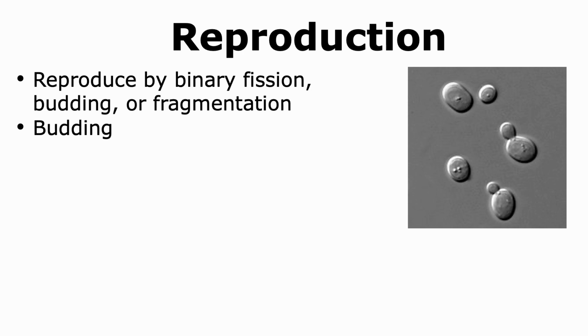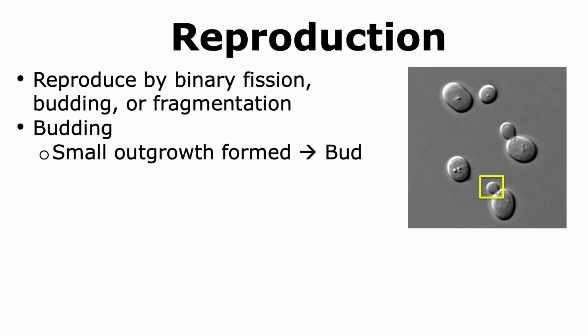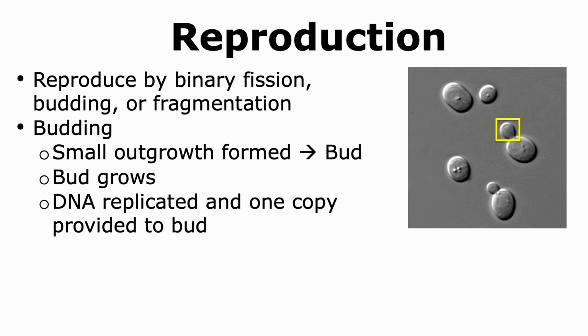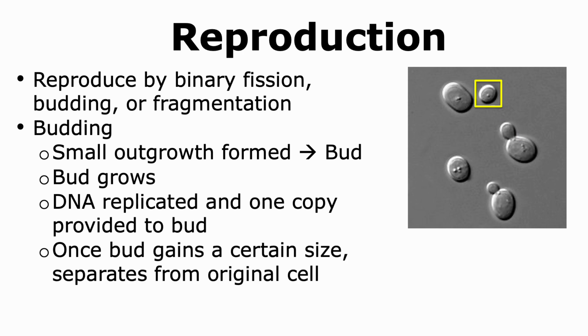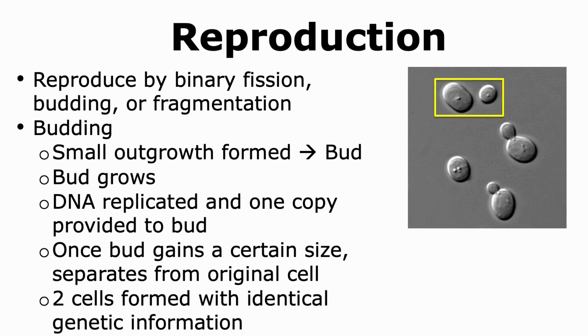Budding is another form of asexual reproduction that is also observed in yeast. In the case of budding, a small outgrowth is formed from a parent cell. This outgrowth is called a bud that then starts growing in size. The cell then replicates its DNA, and one copy of that DNA is packaged into the bud. Once the bud gains a certain size, it breaks off or separates from the original parent cell. Thus, at the end, we end up with two cells that have identical genetic information. In this scenario, however, one cell tends to be smaller than the other cell. The smaller cell is the cell that formed the bud.